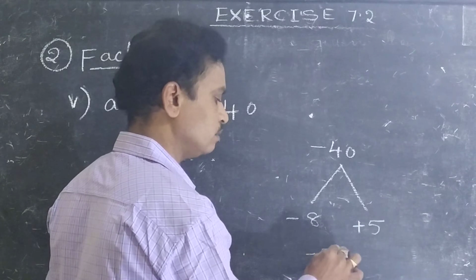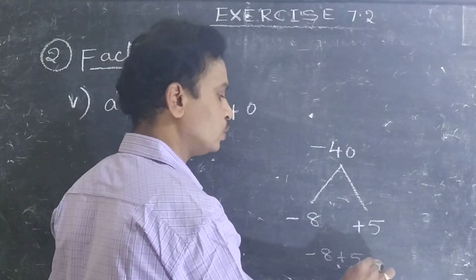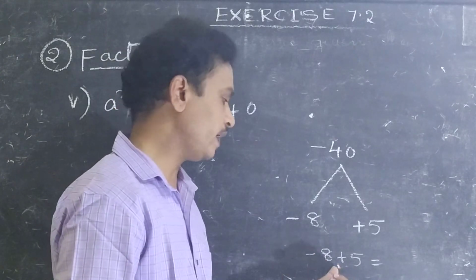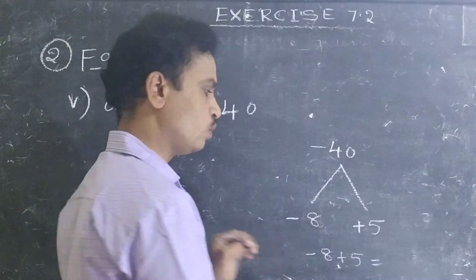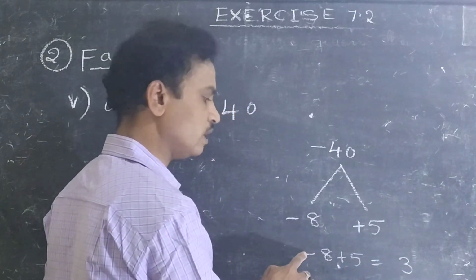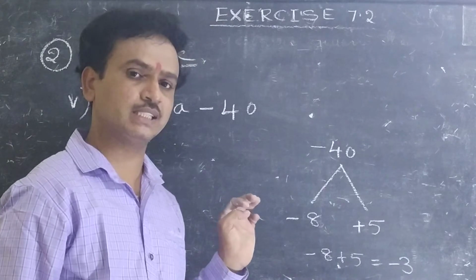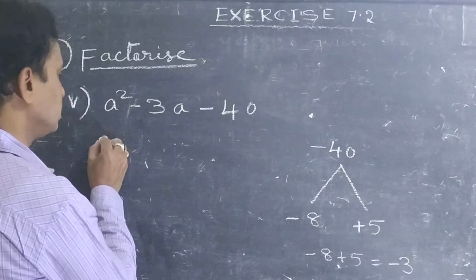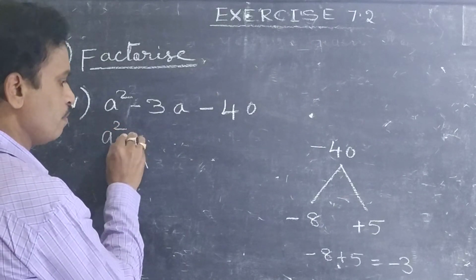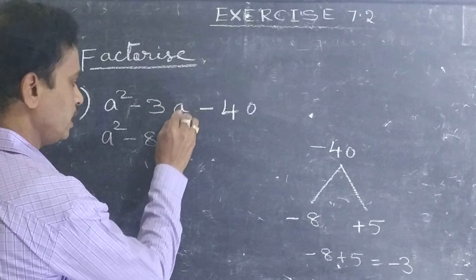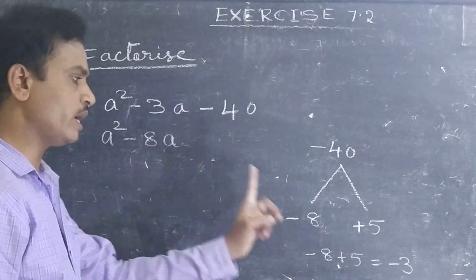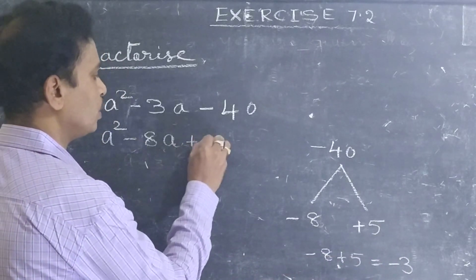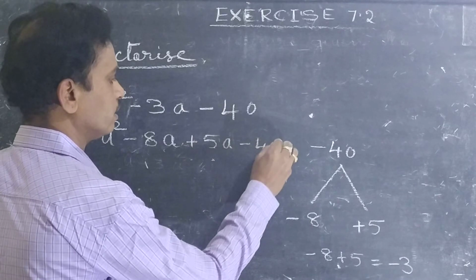Then minus 8 plus 5 is equal to, now here opposite signs are there, so you have to subtract. That means 8 minus 5 is 3. What is the biggest number's sign here? Negative. So minus 3. That means we should take these two numbers here. So the first term we write as it is, a square minus 8a plus 5a minus 40.